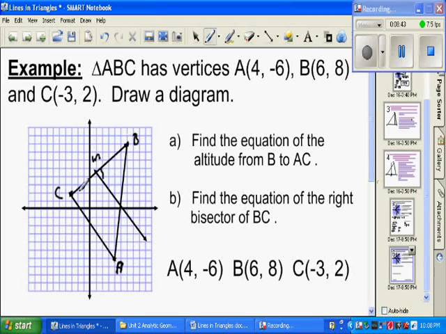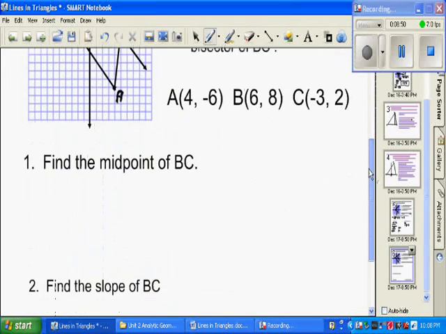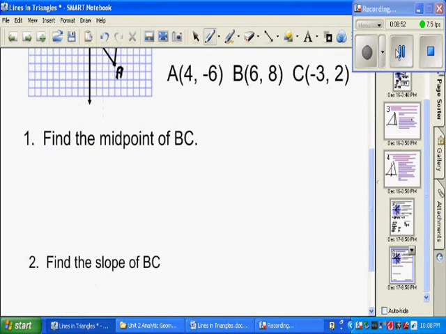Okay, so to find the equation of our right bisector, we have to find the midpoint of BC and the slope of BC. And then we can use those two things to find the equation of the right bisector. Okay, so first thing we're going to do is find the midpoint of BC. So we use the midpoint formula from yesterday and the day before.